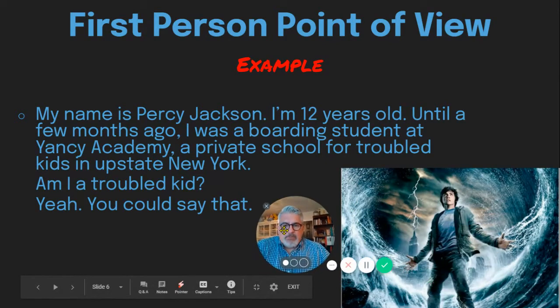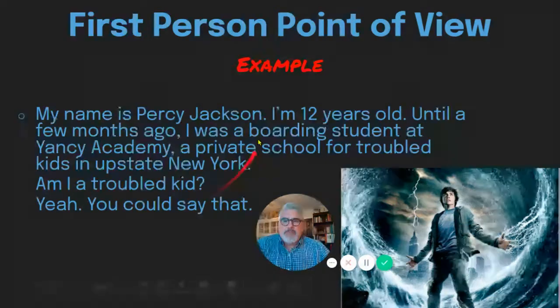Here's an example from a book that I like a lot. "My name is Percy Jackson. I'm 12 years old. Until a few months ago, I was a boarding student at Yancey Academy, a private school for troubled kids in upstate New York. Am I a troubled kid? Yeah, you can say that."